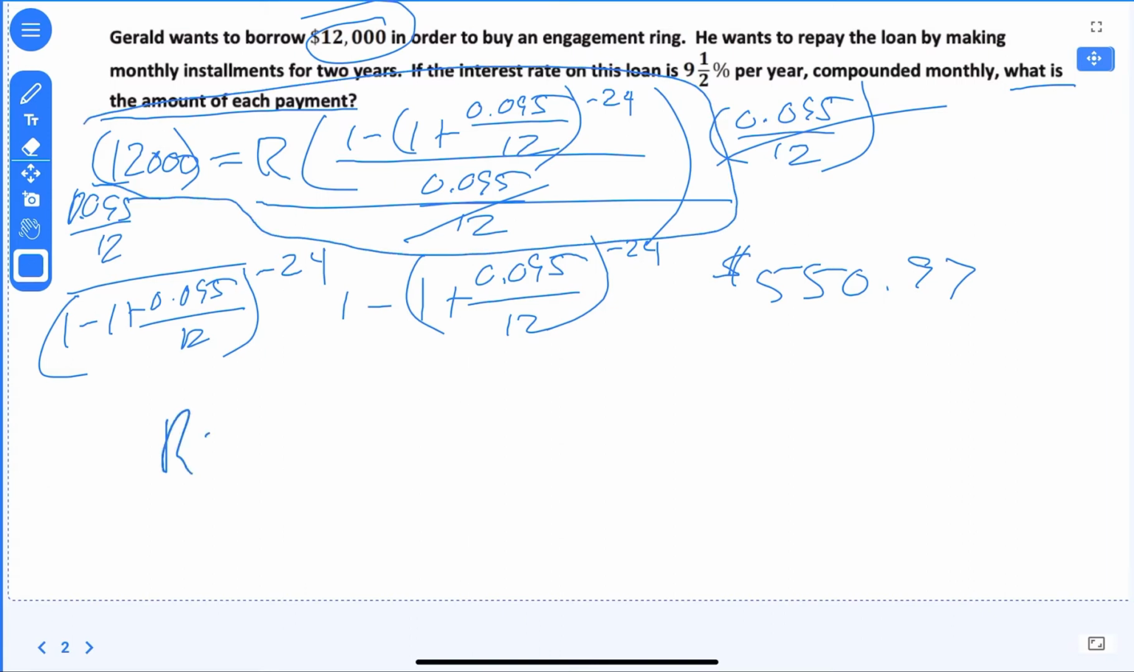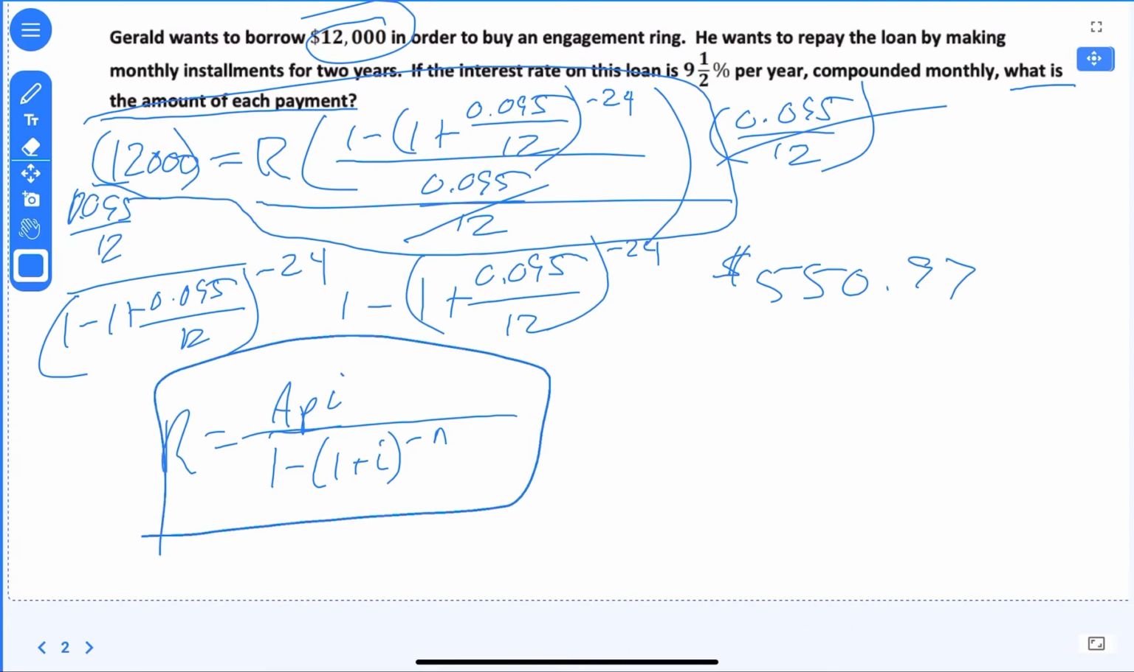Or you could have done R equals APi over 1 minus 1 plus i to the negative 24. Up to the n, sorry, negative n. Could have used that one. That's the one that there's two different ways you can solve that one. Either use the R equals or use the AP equals R, and then solve for R. Either way. This one, shortcut.